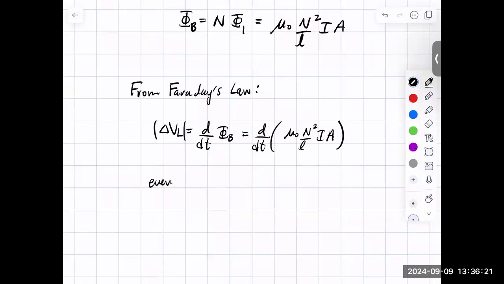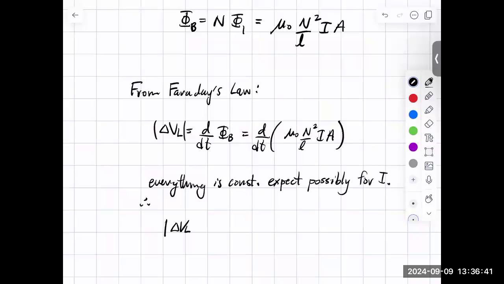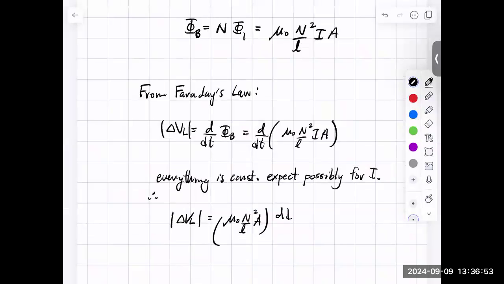So everything is constant except possibly for the current. Therefore, the inductor voltage is going to be mu naught n squared over L times A times di dt. Now the current may not be changing.